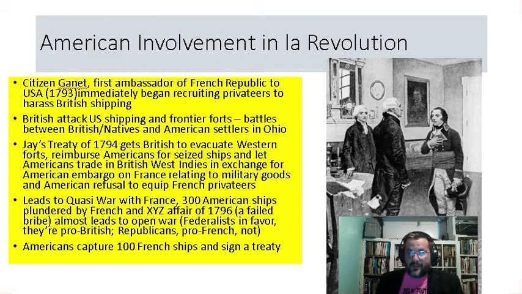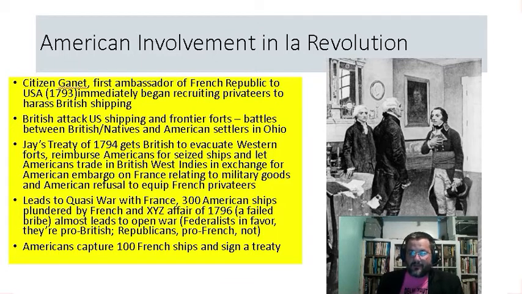So this led to an early conflict with France called the Quasi War, where the French plundered 300 American ships, and the XYZ affair of 1796, which was a failed bribe by the French to the Americans that almost led to open war. So the Americans captured 100 French ships and then signed a treaty.